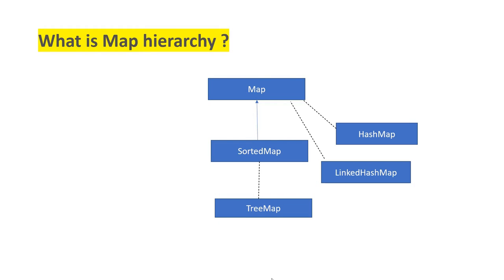Now here is the map hierarchy. Map is also a part of the collection framework, but it is different from the iterable and collection interface. Just like iterable, map is also a root interface as it does not extend any other interface. A map has a sub interface that is sorted map, and the classes that implement the map interface are hash map, linked hash map, and tree map. We'll discuss them in coming slides.